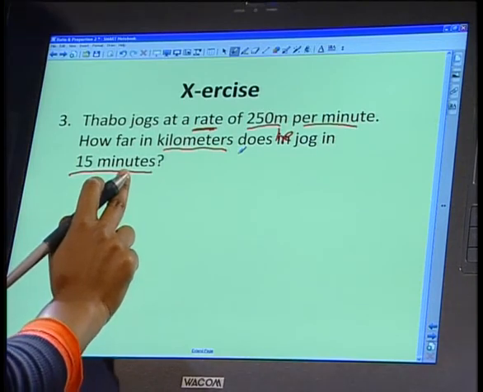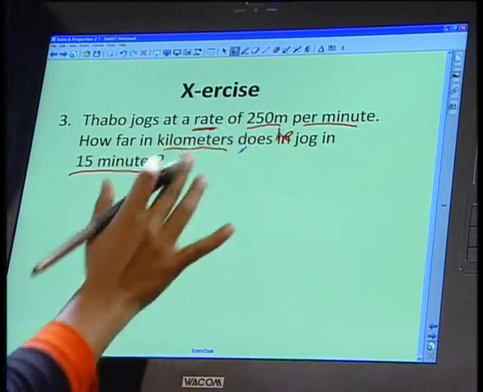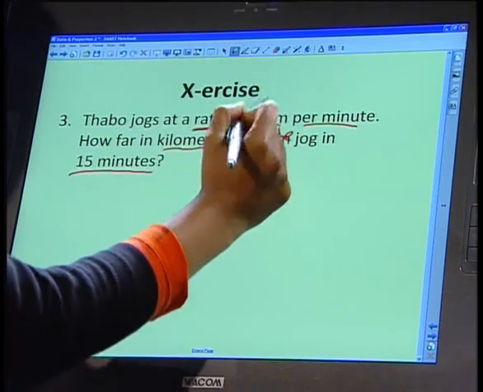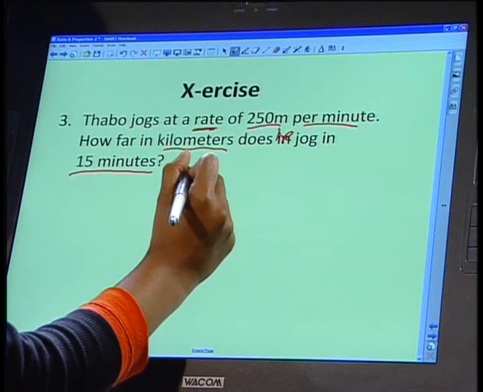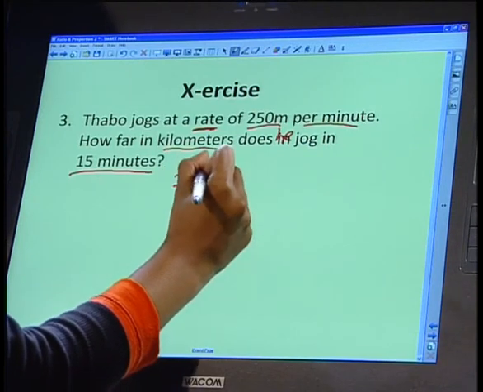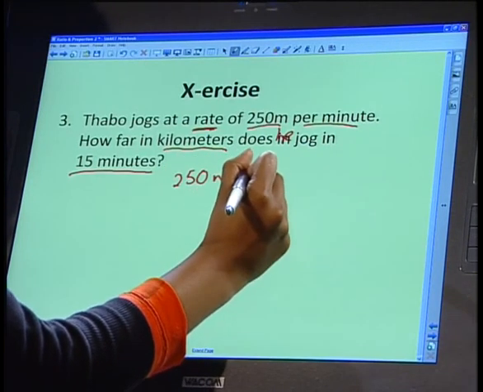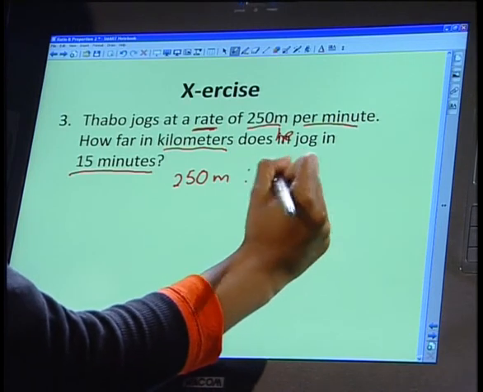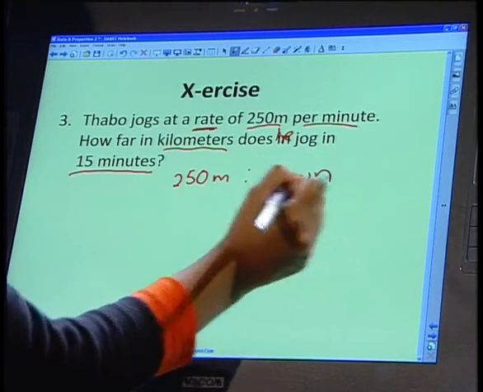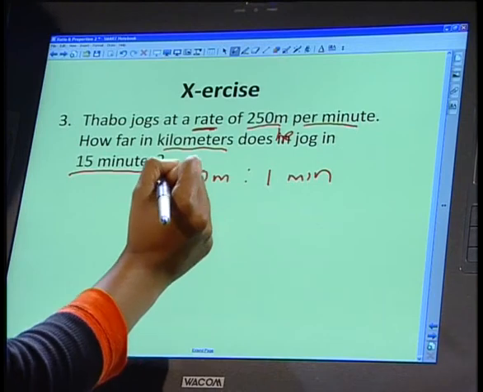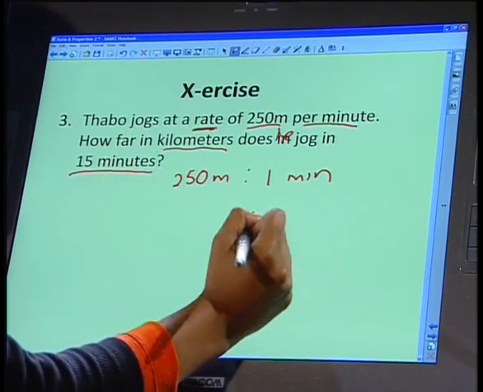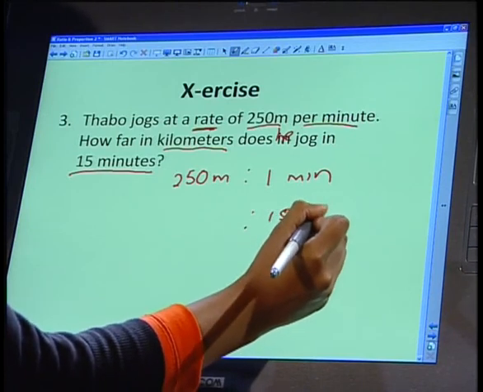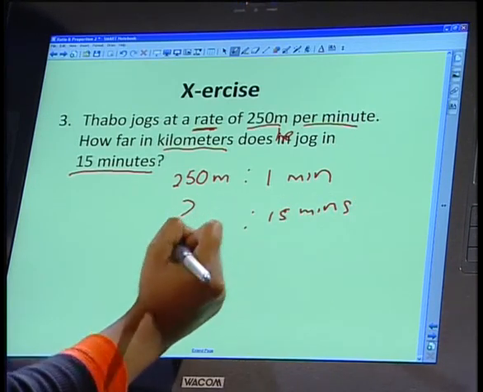So there's quite a bit of information that they give you here. Let's write down the one as a ratio, and that would be my big clue to you, is he does 250 meters per minute. Okay, so you want to convert from this to 15 minutes. How far will he go in 15 minutes? That's what we're trying to find out. We want to know how far is he going to go.